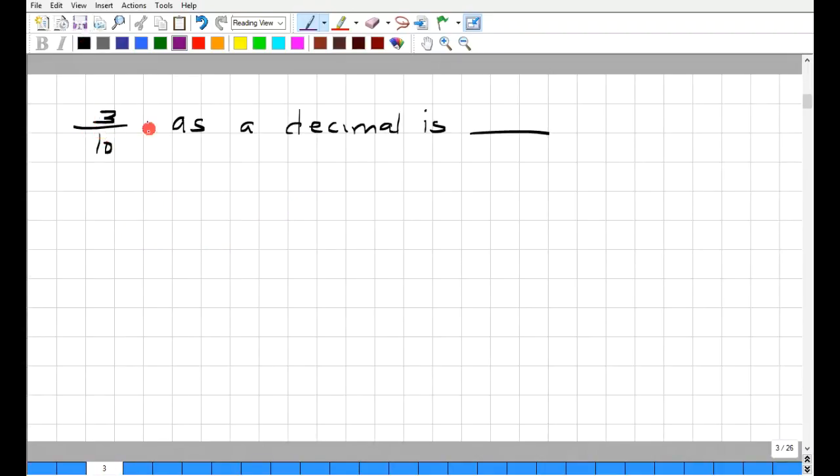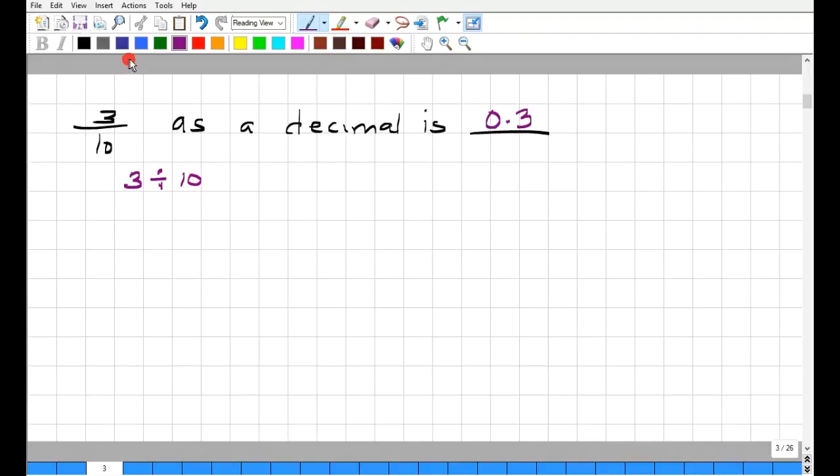It says, what is 3/10 expressed as a decimal? So 3/10 as a decimal is, our answer should be 0.3. So this is a division problem. It's just set out vertically. So we could look at that horizontally as 3 being divided by 10. Let's fix up that 0.